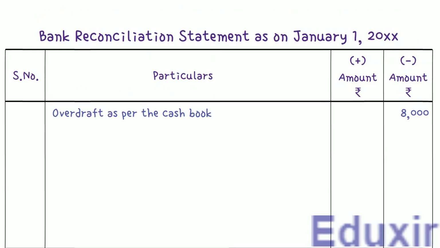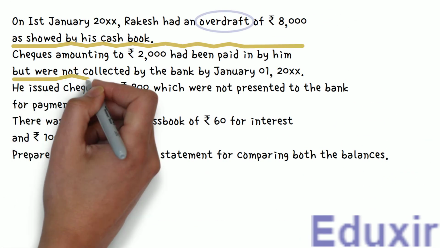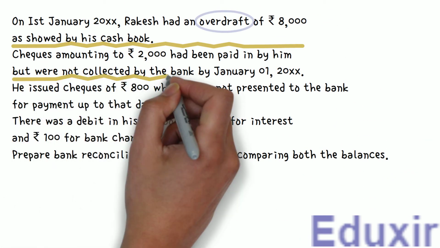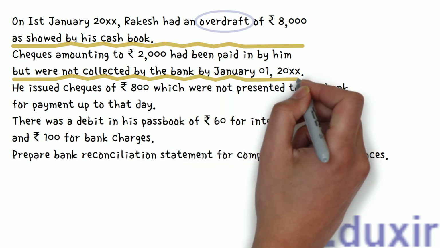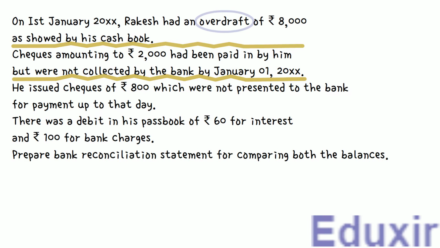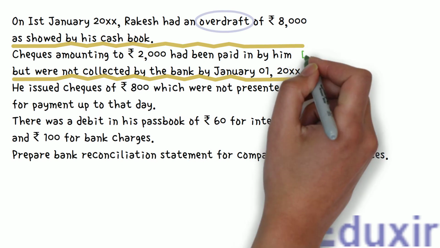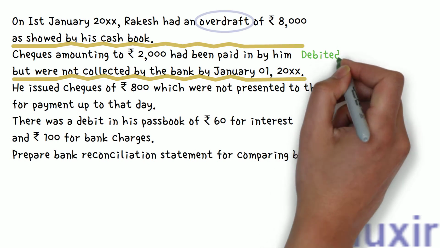Let us now take up the next details. Here it is given that cheques for 2,000 rupees are paid into the bank, but the bank has not yet collected these cheques by the time the bank statement is received by the firm. As you know, the business receives cheques from someone who is paying to the business. So, as these are receipts from someone, they will be debited in the receipt side of the cash book.